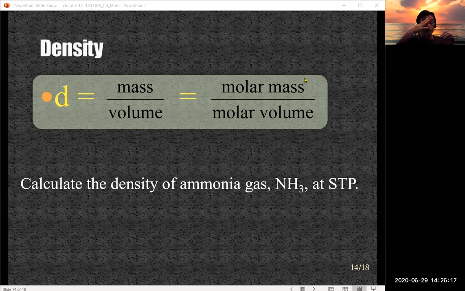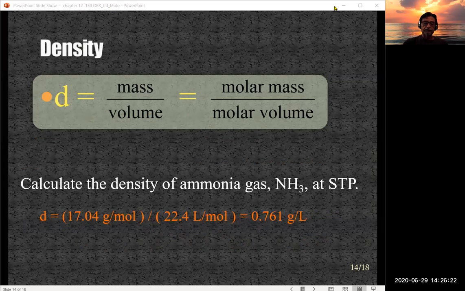Molar mass of ammonia is what, 17? Yeah, 17.04 grams per mole. And we divide that by the molar volume, which at STP is 22.4 liters per mole. Doing that, our units cancel, leaving us with grams per liter, which are the units of density. All right, so we can use molar mass and molar volume to calculate density of gases at STP.